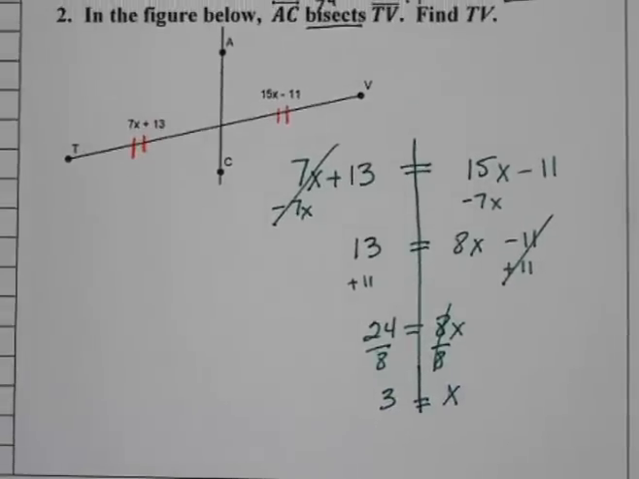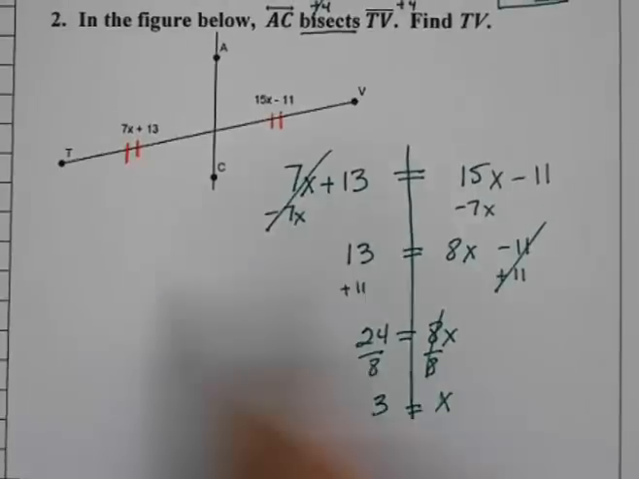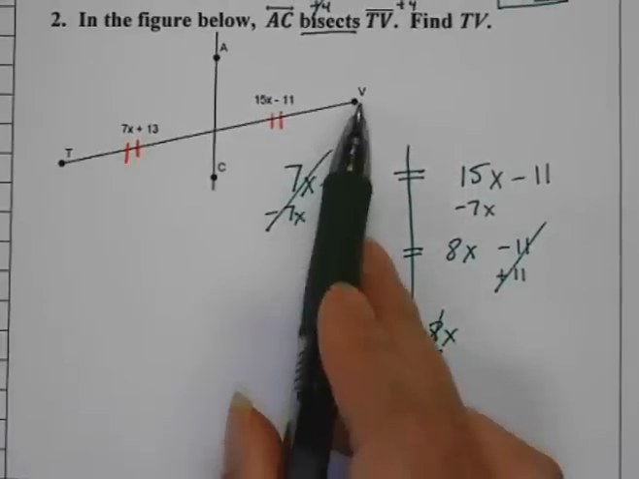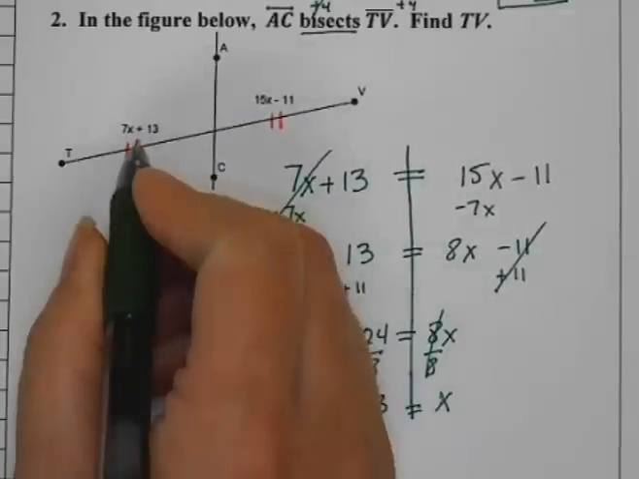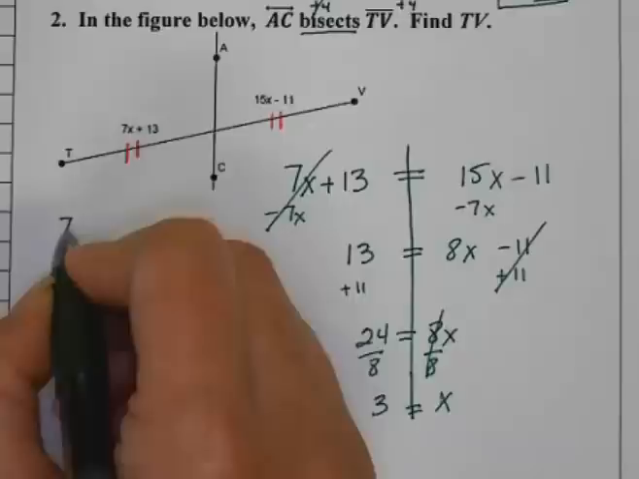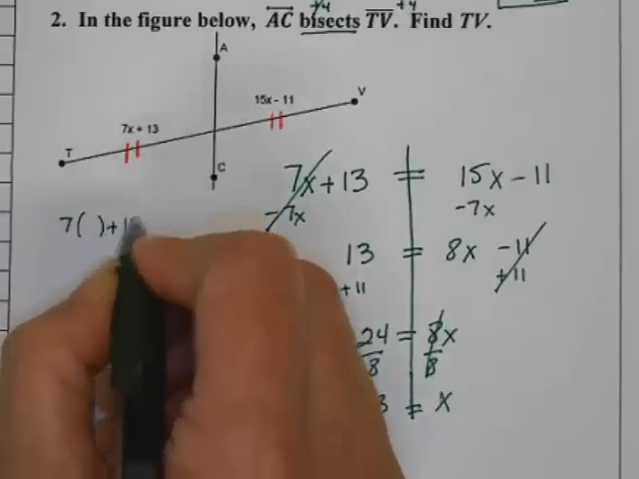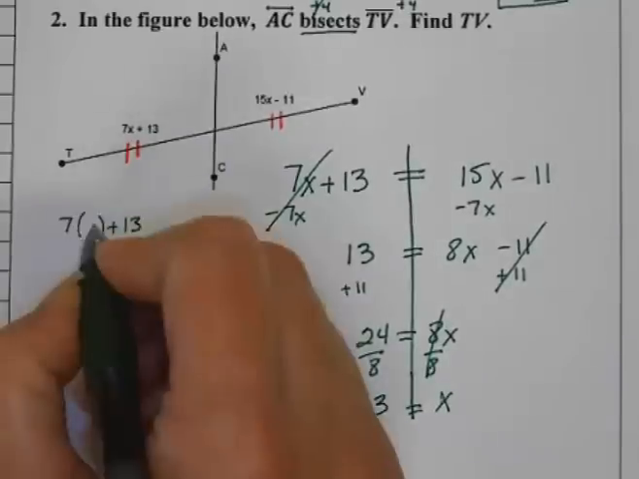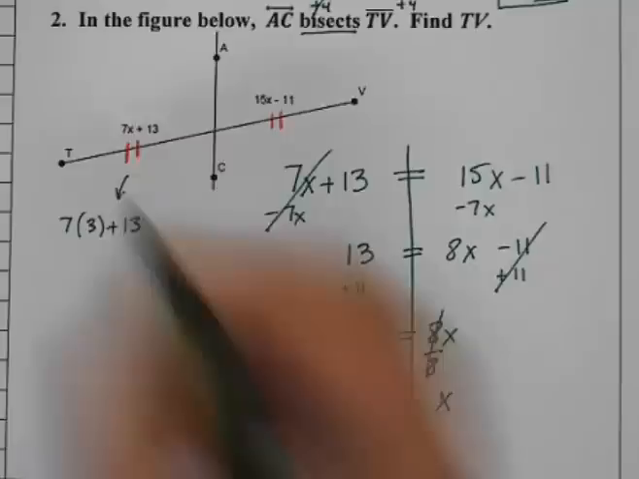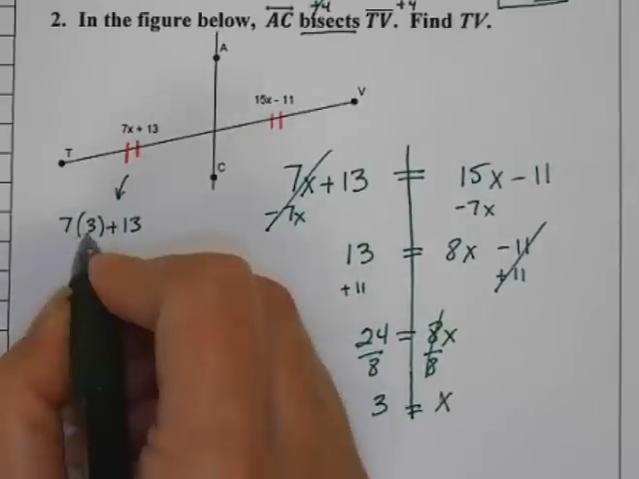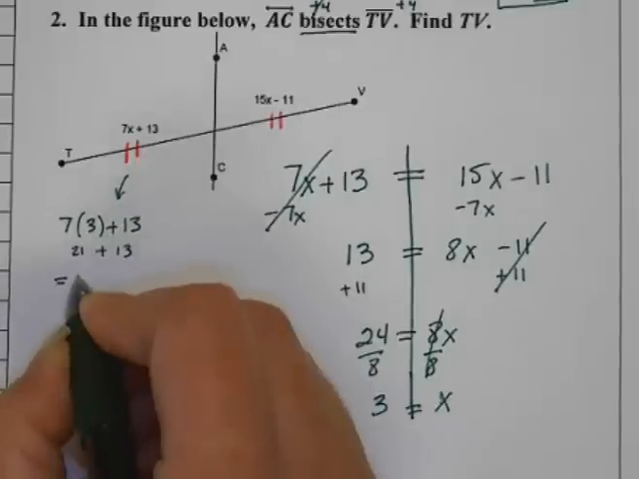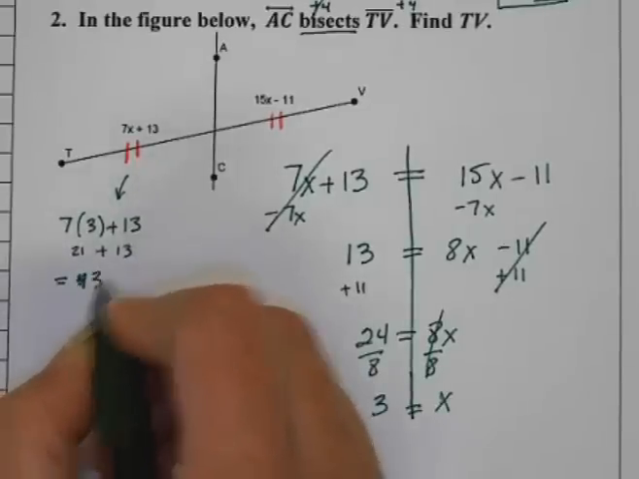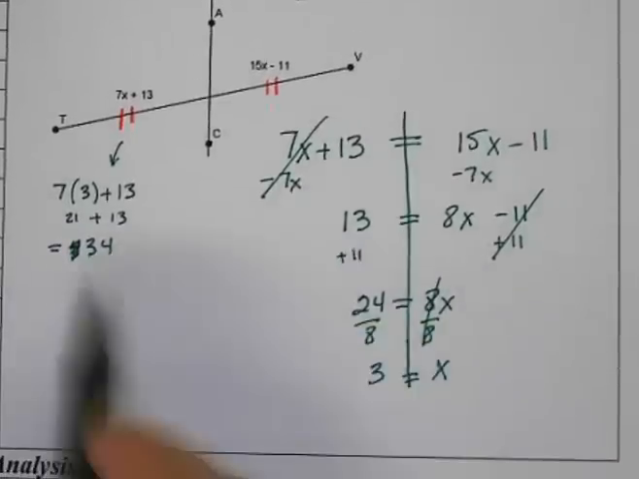Okay, don't stop there. They've asked us to find the measure of the length from T to V. That means we've got to make a substitution. Let's plug it into our first expression where we see 7 times the x plus 13. We got the value of x was 3. So let's put it in there. 7 times 3 makes 21 plus 13. This segment is 34 units long.